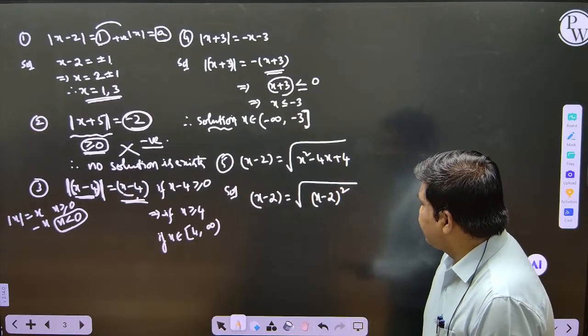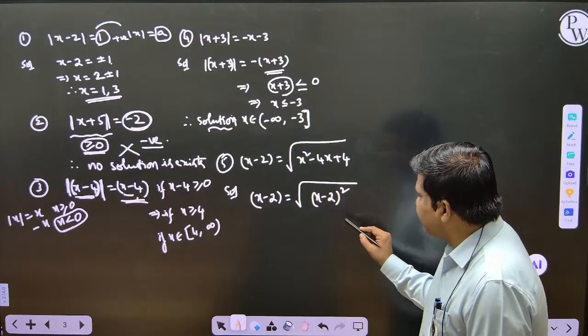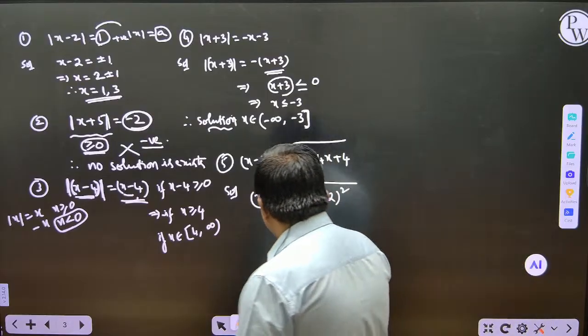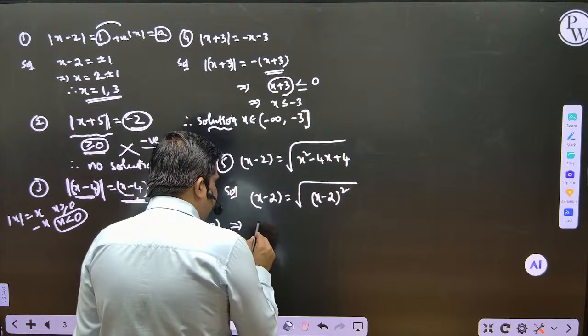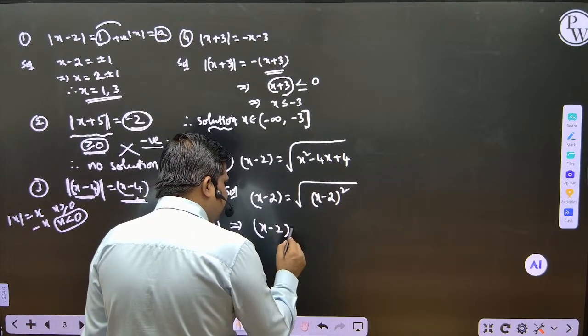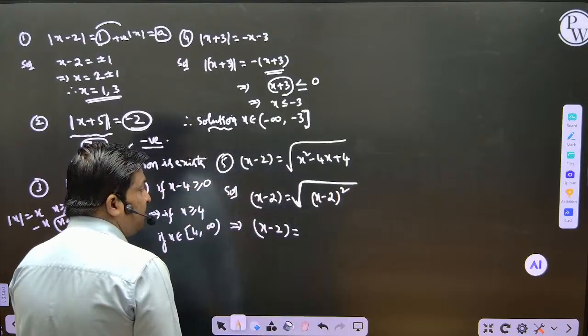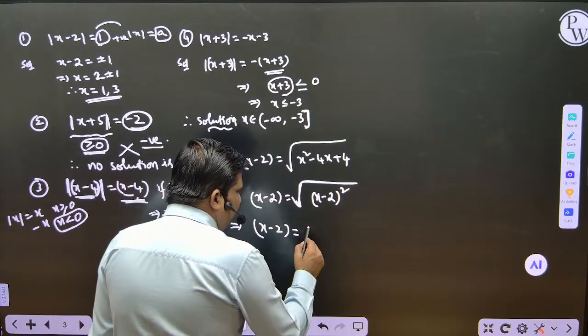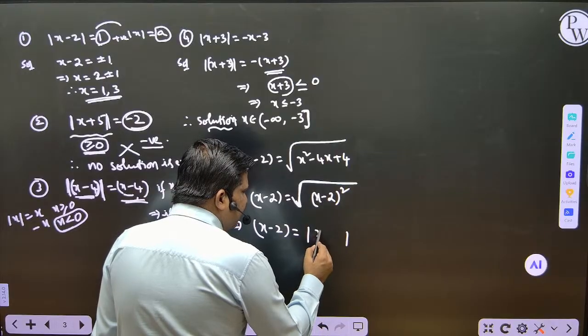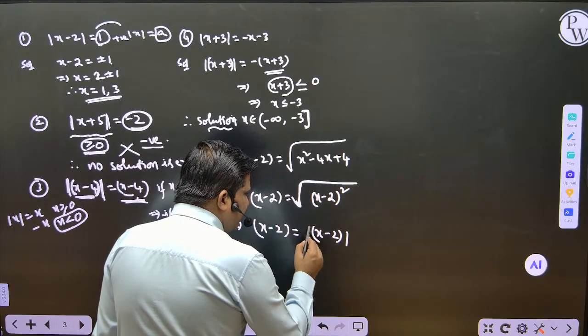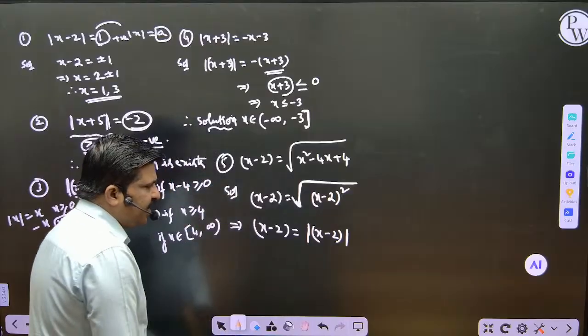x square minus 4x... It looks like which form? See, that implies x minus 2 is equal to... it is a root of a square form. It is which form? Root of a square. But root of a square can be written as what? Modulus of a. That is modulus of x minus 2.